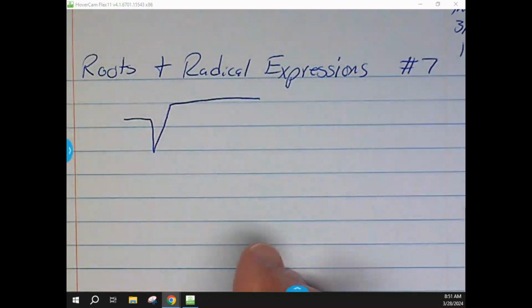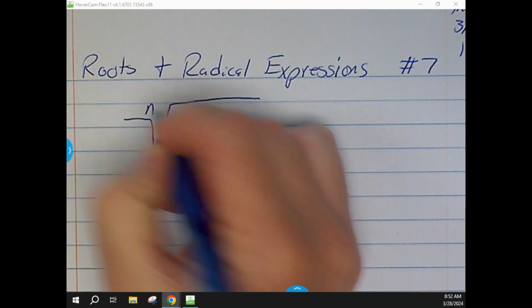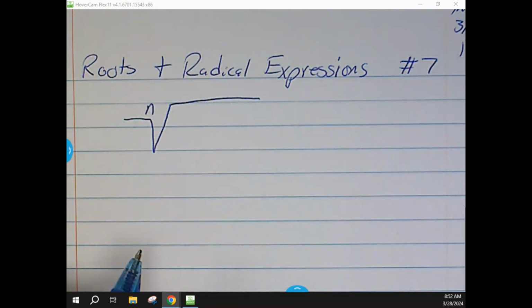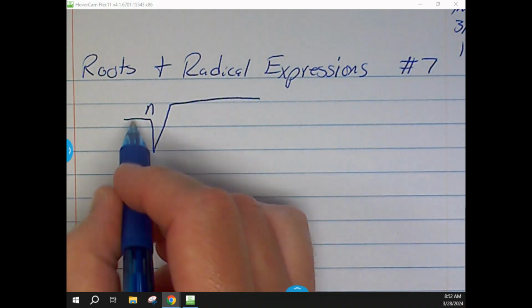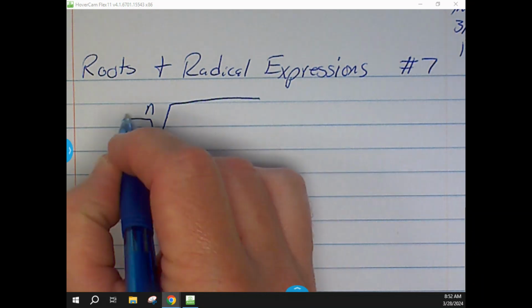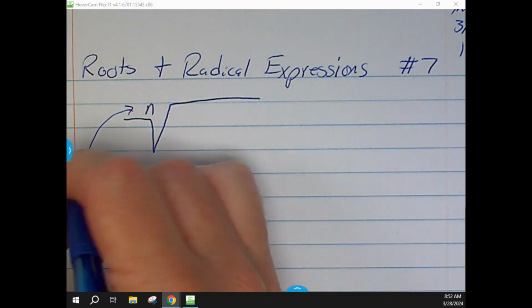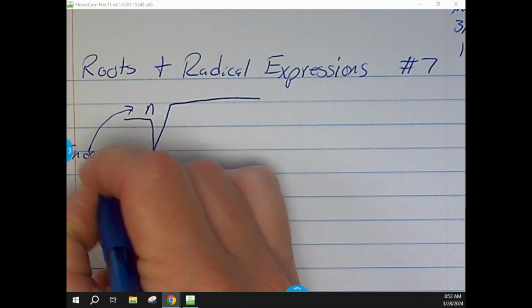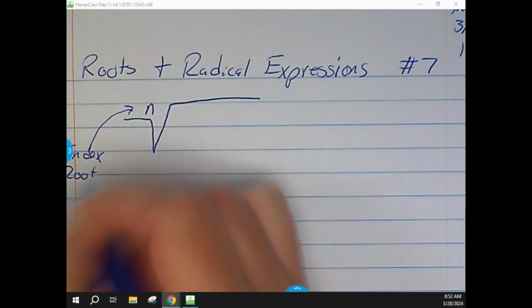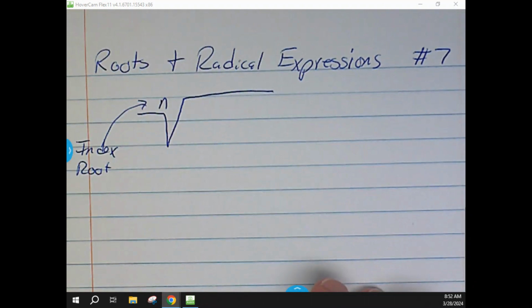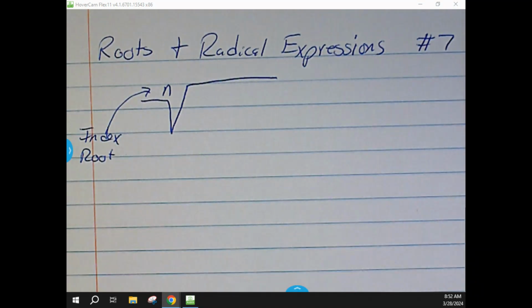So here's the big thing with roots and radicals that we're looking at for this part. Now we're looking at a number that's going to be inside the square root, up in the corner. This n that you have here is either the index, or sometimes they call that the root. So index or root, that's basically just telling you what number we're looking at.